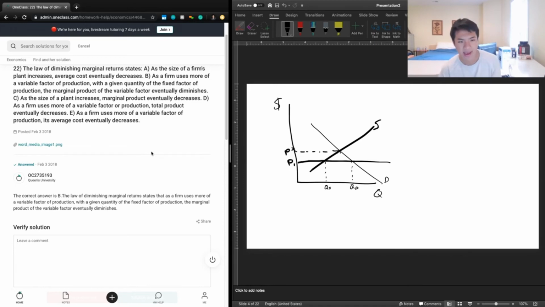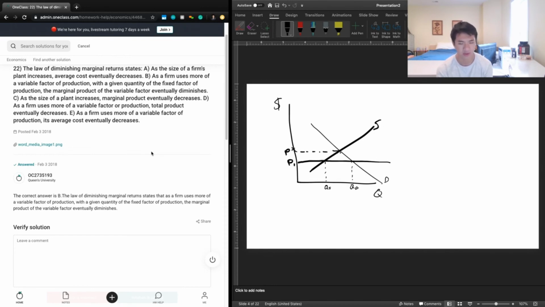And E says, as a firm uses more of a variable factor of production, its average cost eventually decreases. We touched upon this earlier, but as you continue to use variable factors of production, it can become more and more expensive to continue to use those variables. And so we would actually maybe see average costs eventually increasing rather than decreasing. And so E is not going to be the right answer here. B is going to be the best answer.